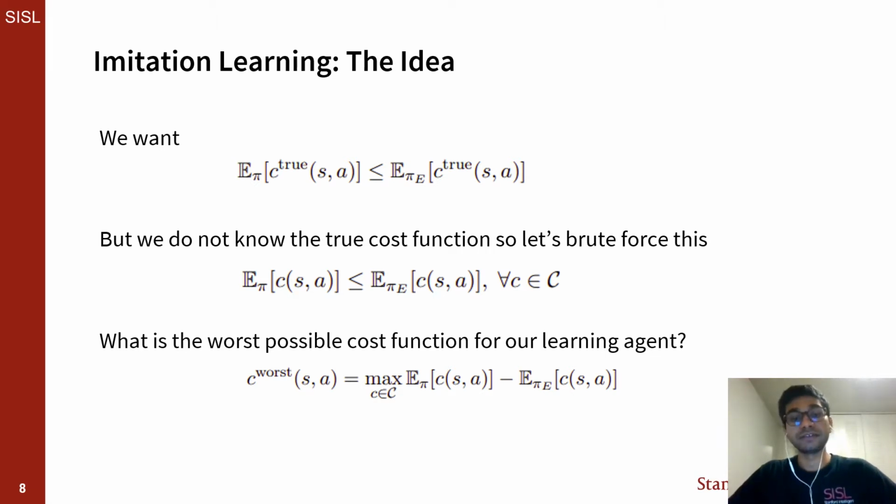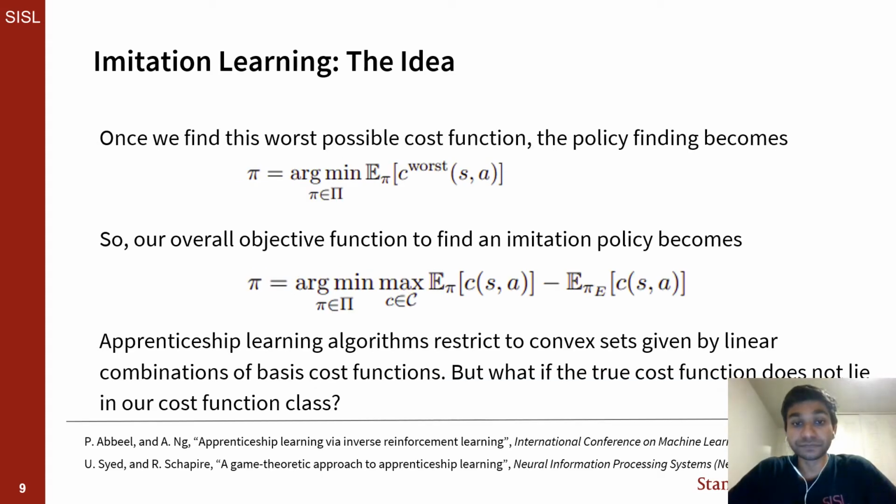So how do we find that? That worst possible cost function C worst is given as a maximum over all the possible cost functions in this mathcal C class of the difference between the expected cost incurred by our learning agent and that incurred by the expert. Once we find this worst possible cost function C worst, the policy finding becomes our standard Markov decision process approach: over the space of possible policies, capital Pi, we try to find the policy pi for our learning agent which minimizes the expected cumulative cost under this worst possible cost. So combining the worst case cost function finding with the policy finding, the objective function now becomes a minimax problem as shown in the second equation here.